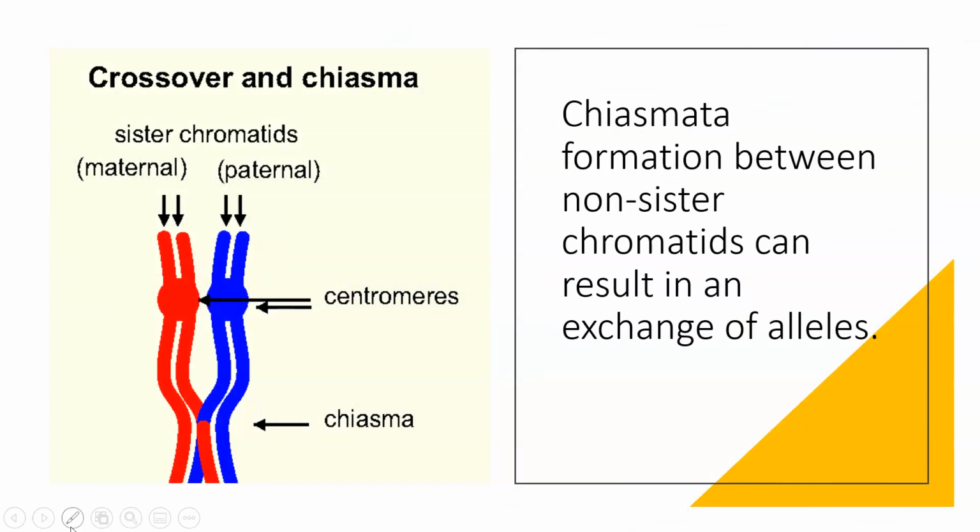Okay, chiasmata formation between non-sister chromatids can result in an exchange of alleles. Well, it does. That's the whole idea of crossing over. They exchange the alleles that were on that section that has been swapped. And the chiasmata is the formation of how those two sections of chromosomes join.